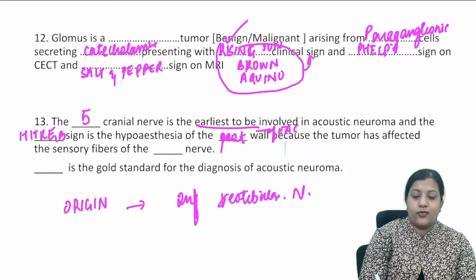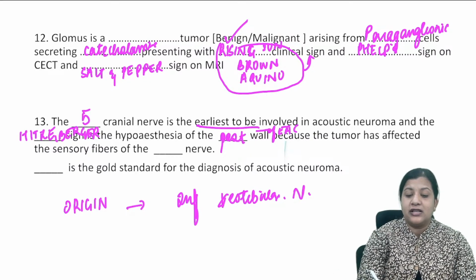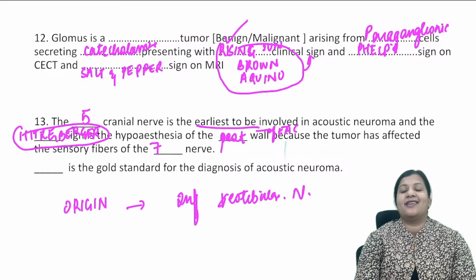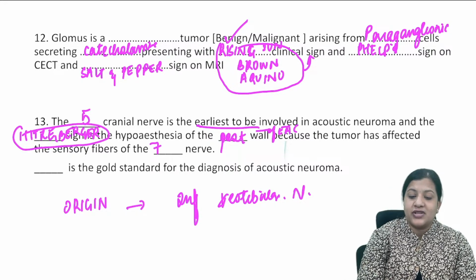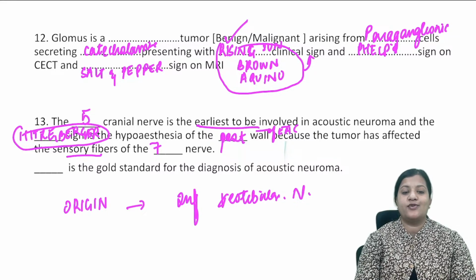Wonderful, all of you. Hitzelberger sign. And this occurs because of involvement of which nerve? Hitzelberger is because of involvement of the seventh nerve. Which root of the seventh nerve? Sensory root of the seventh nerve. Now, what is the gold standard for diagnosing acoustic neuroma?